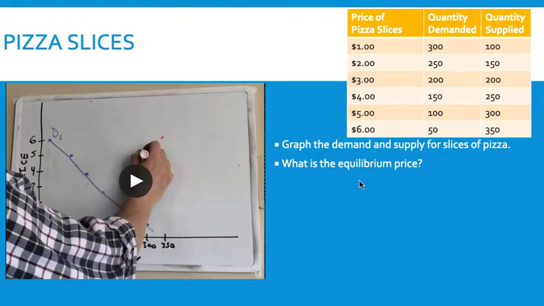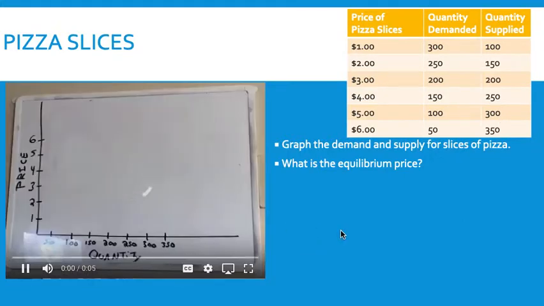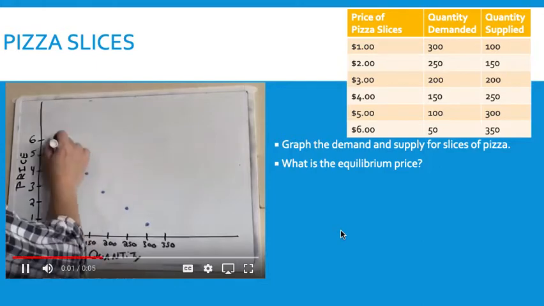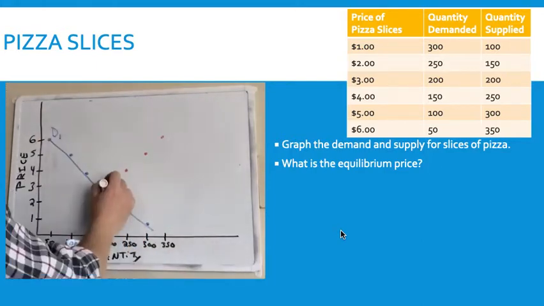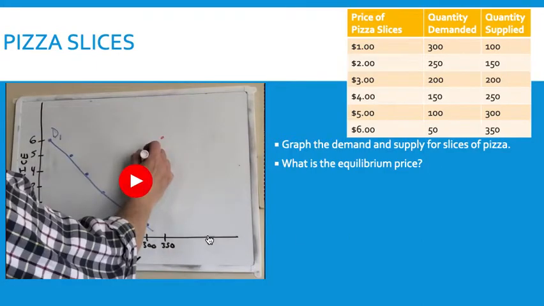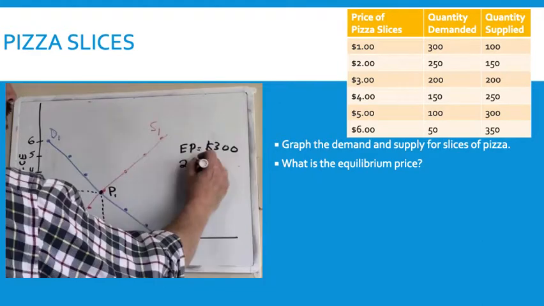Let's look at a different example, slices of pizza, one we've looked at before. So all these different prices for a slice of pizza. We have the law of demand, that as price goes up, quantity demanded goes down. And as price goes up, the law of supply shows that quantity supplied goes up. So if we were to graph that, let's see where we ended up.